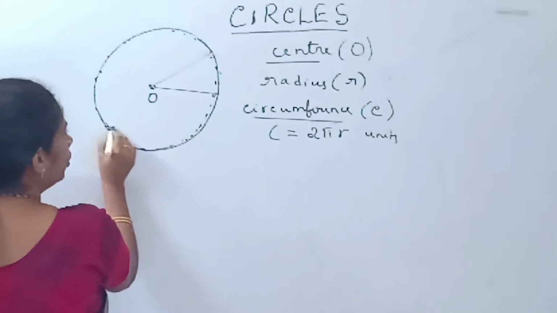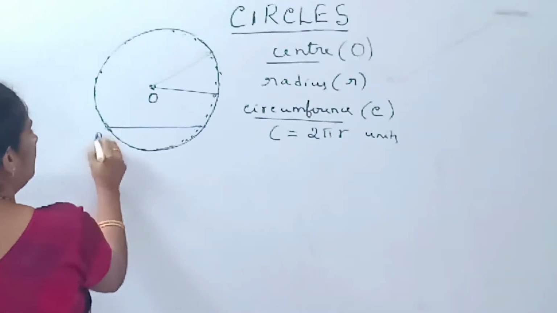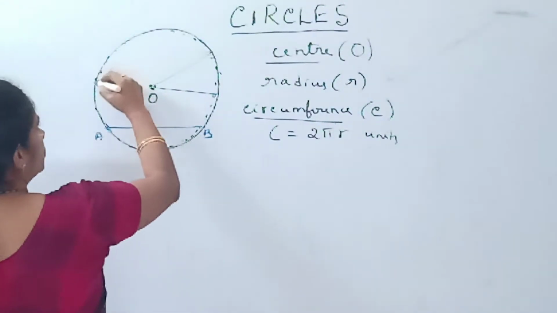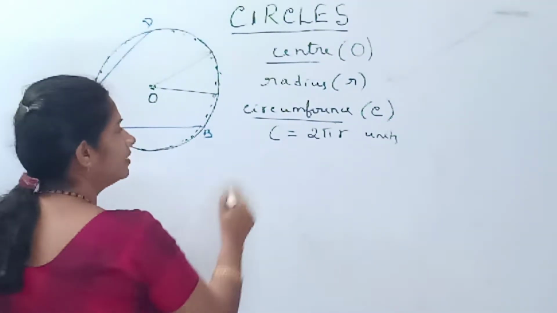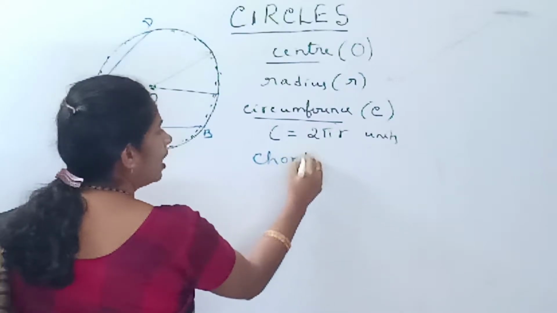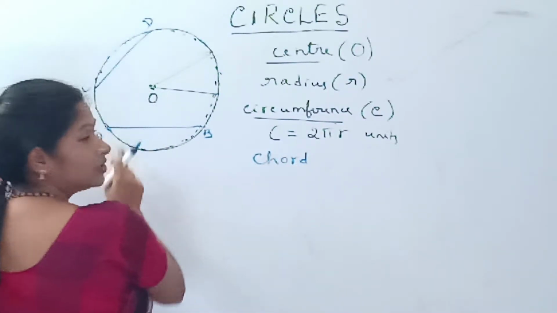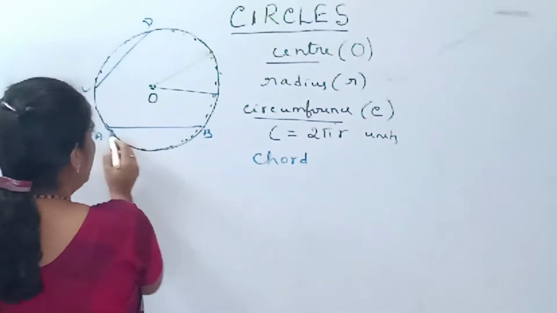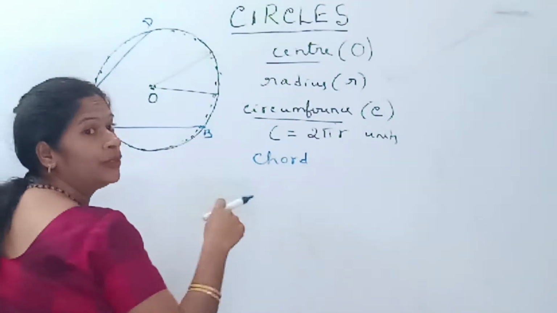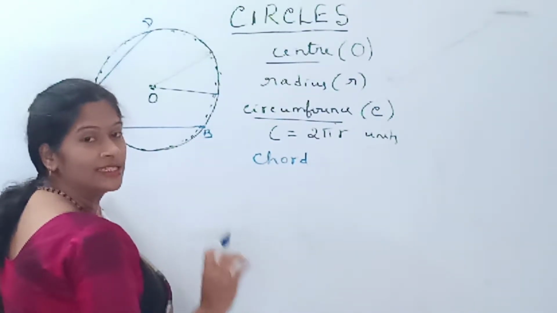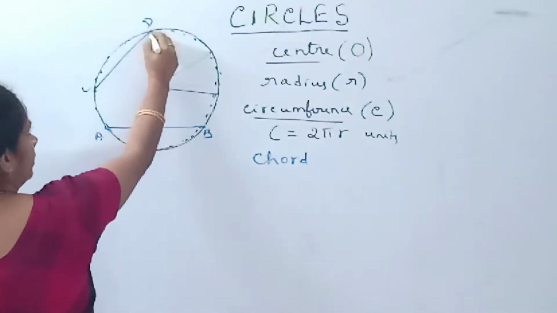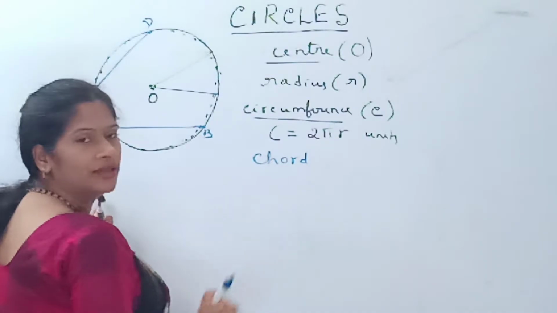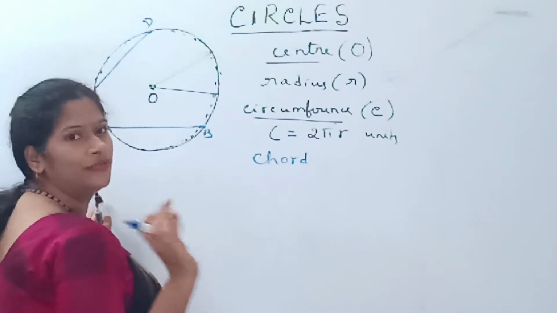Now let me draw one chord. AB is a chord. So CD is a chord. So what do you mean by chord of a circle? Chord, C-H-O-R-D. A line joining any two points on a circumference is called a chord of a circle.